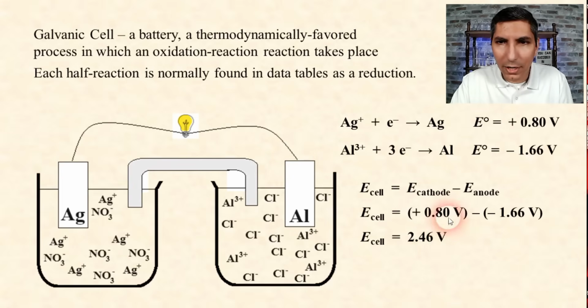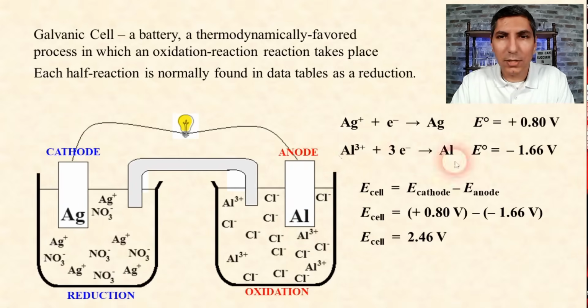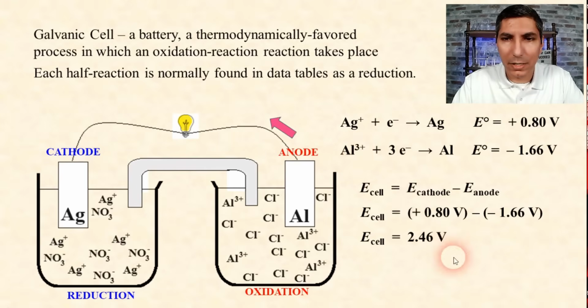Now, that also tells us that 0.80, which is the silver, well, that's the cathode. And the cathode is where reduction is taking place. So yes, the silver ions are being reduced into silver metal here. That means that the aluminum is where the oxidation is taking place. That's called the anode, which means whenever we write the overall balanced equation, we have to flip this, okay? Because the aluminum is actually turning into aluminum ions.